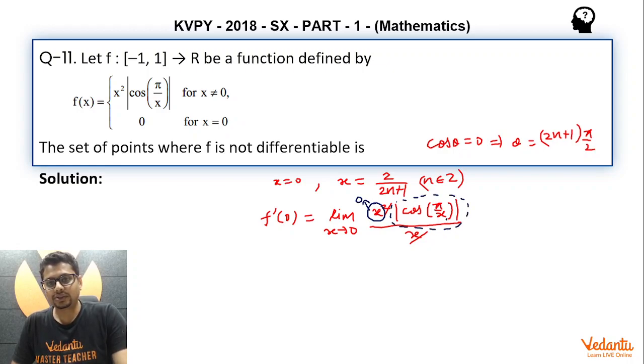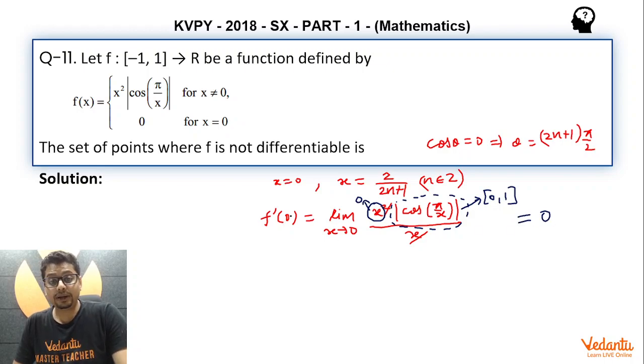As x approaches 0, pi by x at x equal to 0 is not defined. The point is, as x approaches 0, either from left or right, that means either from the negative side or the positive side, cos pi by x will oscillate between -1 and 1. In fact, mod cos pi by x will oscillate between 0 and 1, which are finite values. So something tending to 0 multiplied by something which is finite, that means the limiting value is 0.